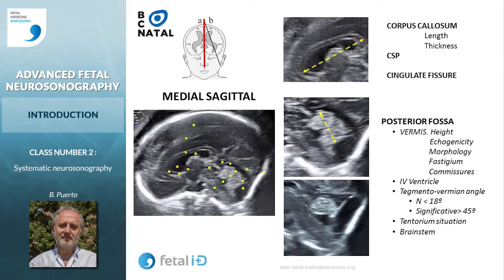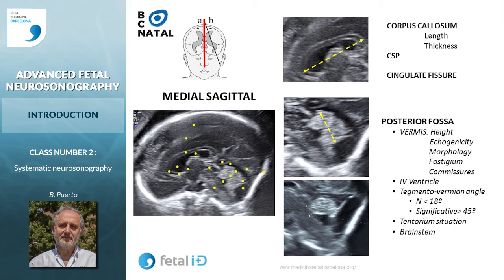This is also the section where we make some measurements. Corpus callosum length, from genu to splenium, assessing not only the length, but its appearance and the thickness. Also the characteristics of cavum septum pellucidum, which will be in the anterior part, and cavum vergae in the posterior part. We can also identify the cingulate sulcus.